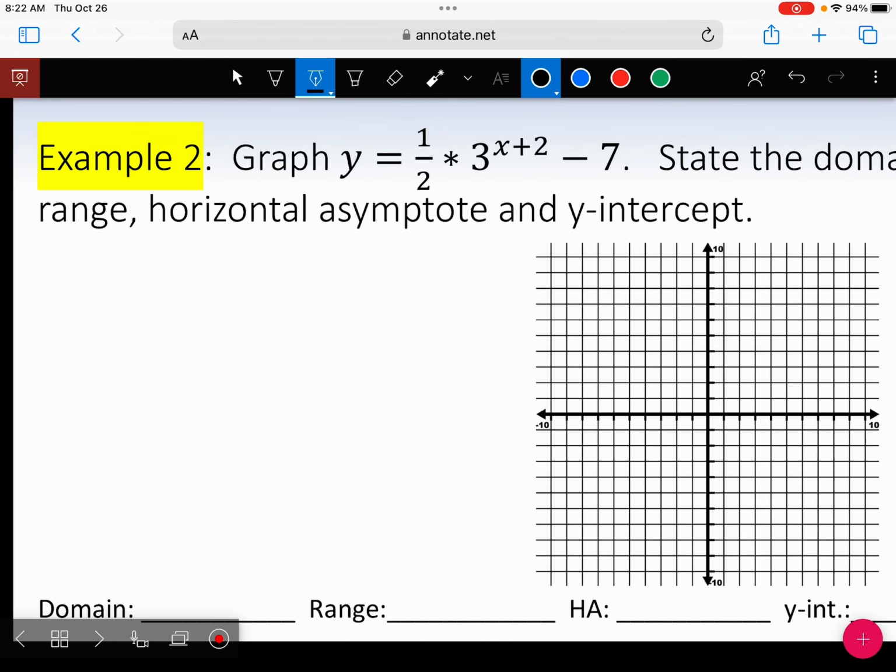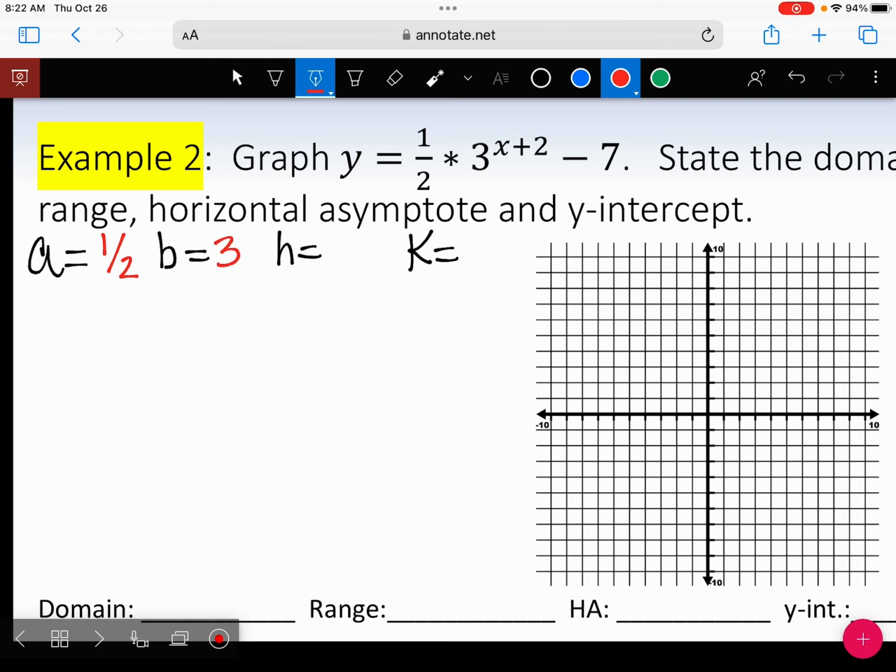So again, I like to write my a, b, h, and k. So a is, b is. I kind of like to just have that all labeled out. a is the number in front, which in this example is 1/2. What's the base of my exponent? 3. Just 3.